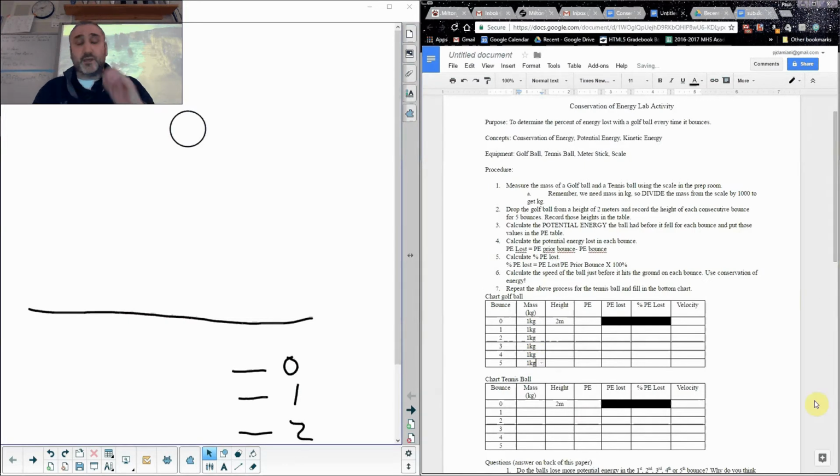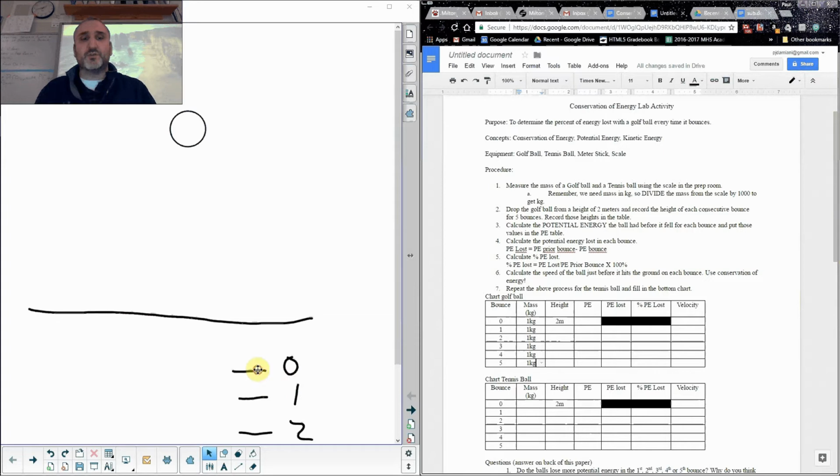Now it really isn't a kilogram, but you guys are going to take your golf balls and measure them in the prep room, and then you're going to divide that number by 1,000 to get the mass in kilograms. You're then going to drop the golf ball from a height of 2 meters and record the height of each consecutive bounce for 5 bounces. And this is a little troublesome, so I'm going to walk you through the first couple of bounces. And the data that you want is you are going to record the bounces in the table. So I've already done the first one for everybody.